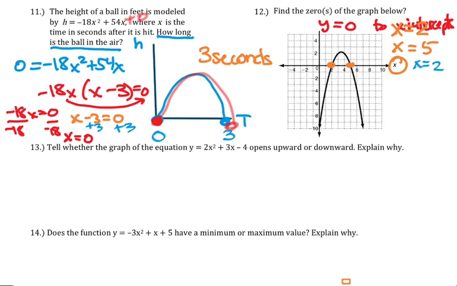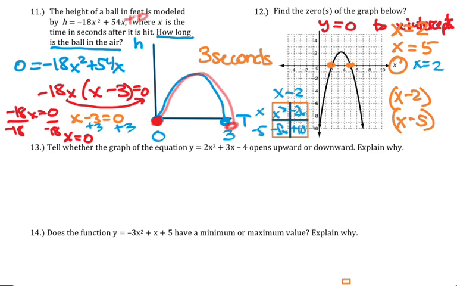So then the equations, when they were equal to 0, must have been x minus 2 and x minus 5. So that tells me I could multiply these back out like we did in chapter 6 and find the equation of the line, which would be x squared minus 7x plus 10.